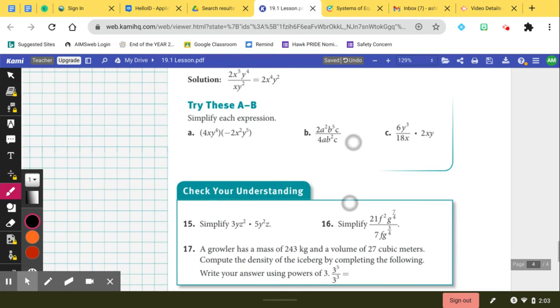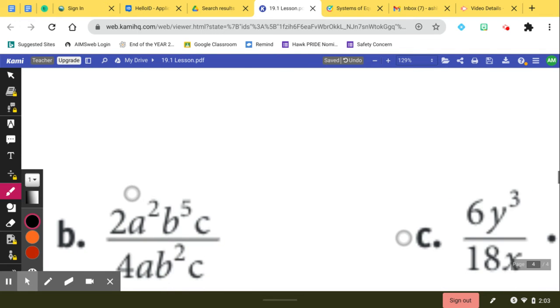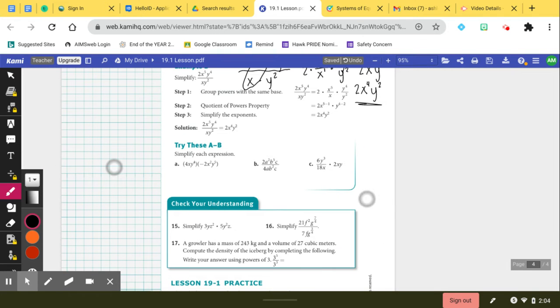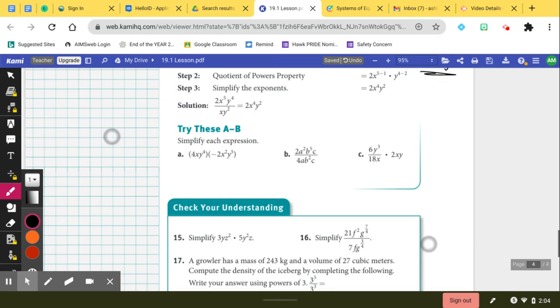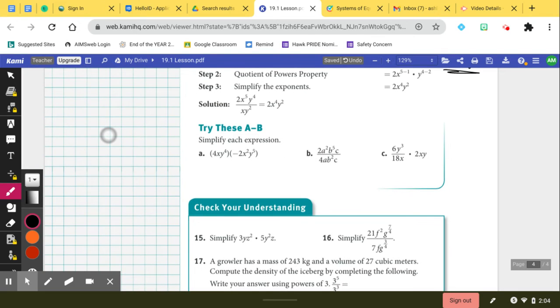Let's do these together as well. If you want, you can try pausing the video here and then come back to see if you got it correct. Or you can just work through it with me. Now, remember numbers in parentheses next to other numbers in parentheses, that just means multiplication. So this is really just 4 times x times y to the fourth times negative 2 times x squared times y to the fifth. I'm going to group all my like bases together over here.